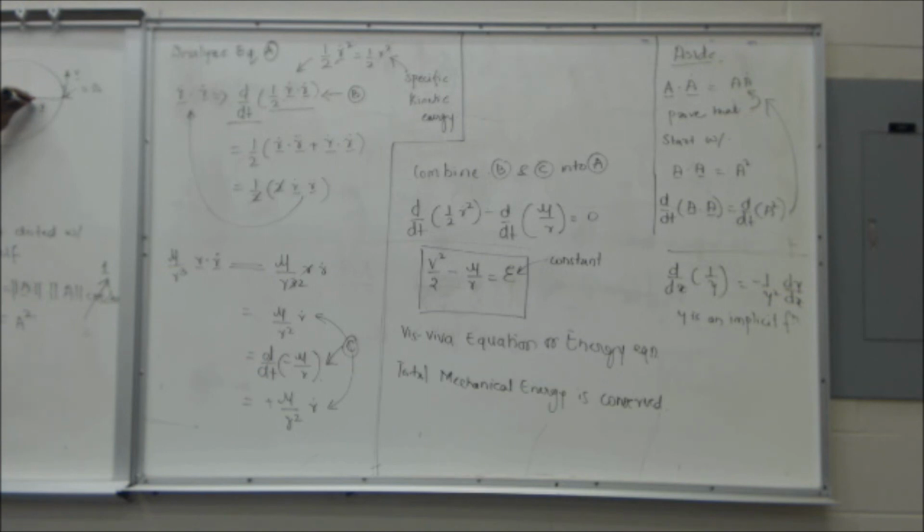R cross V. You have R, you have V. H has to come this way, outside of the board. This h is conserved, h is constant, which means it does not change its direction or its magnitude. So that plane has to be the same, because if this changes, that plane changes.